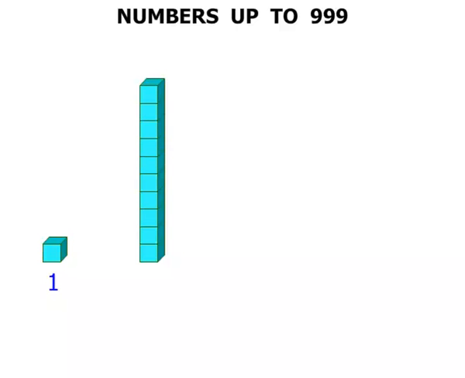In this lesson we do some work on numbers up to 999. Now to help us out we're going to be using some cubes. This one here, referred to as a short, is worth 1. Then we've got 10 of these. We'll refer to this as a long, and it's worth 10.